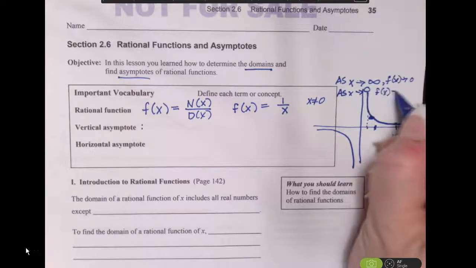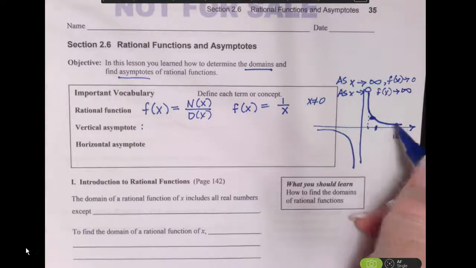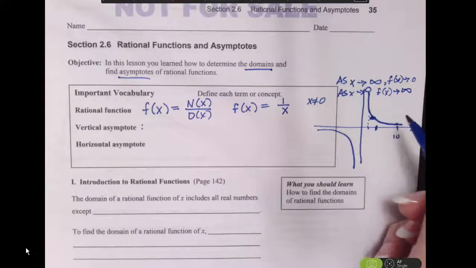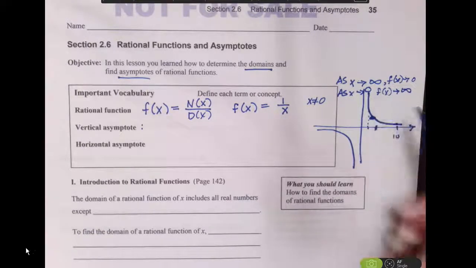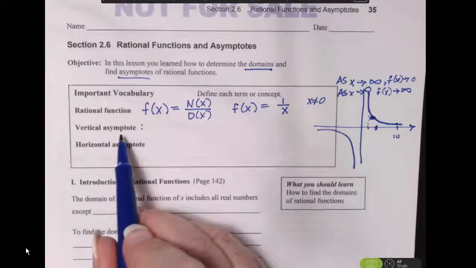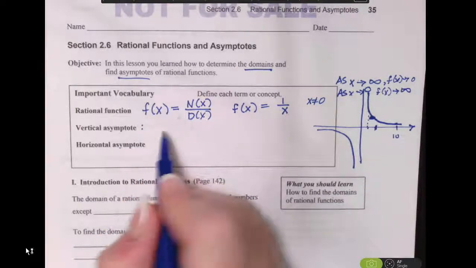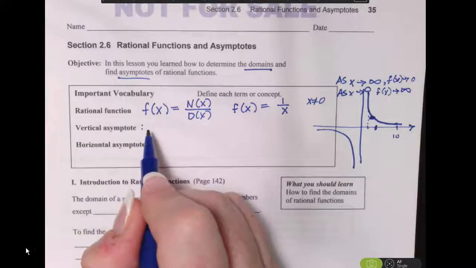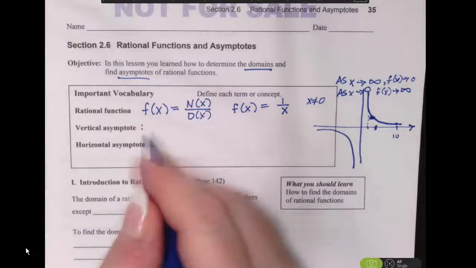The function value, as x gets very close to 0, the function value just keeps going up. The smaller you make x, the bigger the function is. And so that's the type of behavior that happens at an asymptote, where you can approach a number, but you can never quite get there. So the definition of a vertical asymptote: the line x equals a is a vertical asymptote when as f of x approaches infinity, or f of x approaches negative infinity, then you approach that asymptote.